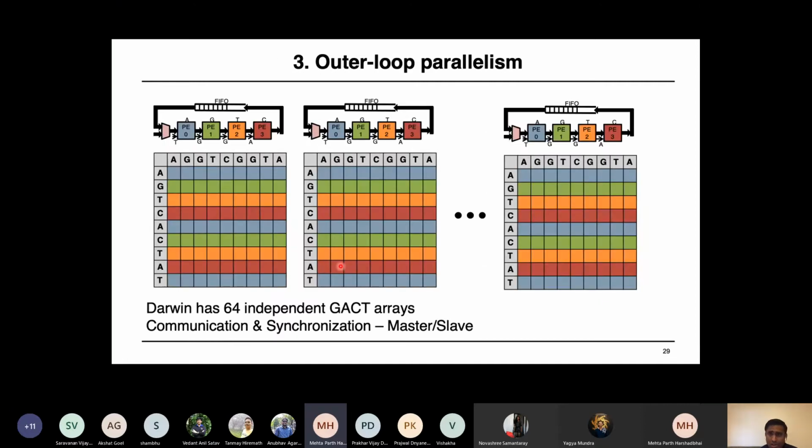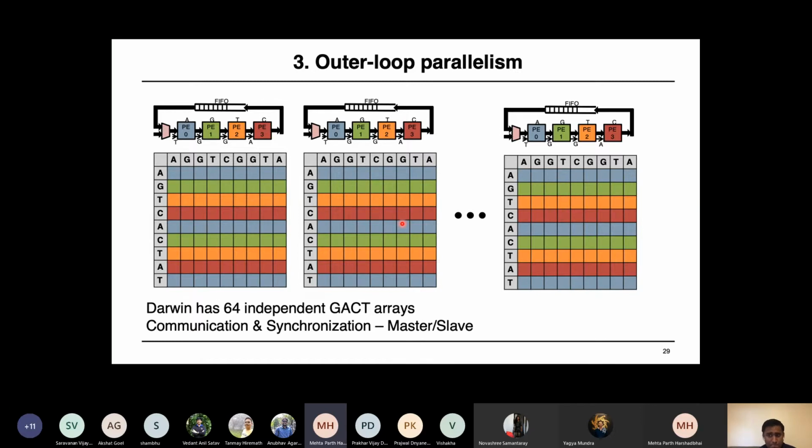And once you've reached the limits of inner loop parallelism, you can exploit outer loop parallelism. So in DNA assembly, for example, you have millions of these independent reads that could be aligned together. Because we saved a lot in energy efficiency as well as area by using these processing elements instead of general purpose instructions, we could provision a lot of them on a chip. So in Darwin, for example, we provisioned 64 of these GACT arrays, and they all exploited outer loop parallelism in the form of independent reads.